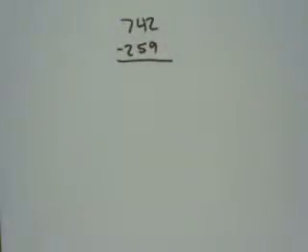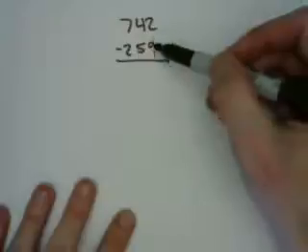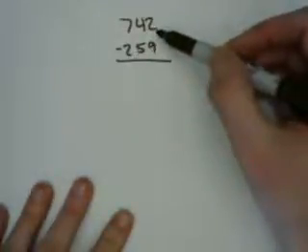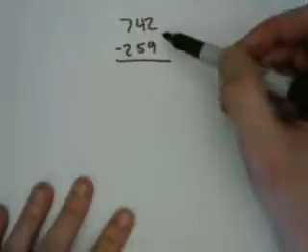And in this case, we'll actually have to borrow, as you'll find out. Now here, I begin, and I look in my ones column, my 2 and my 9. How can I possibly take away 9 things if I only started with 2? Well, I'll actually have to borrow in this case.